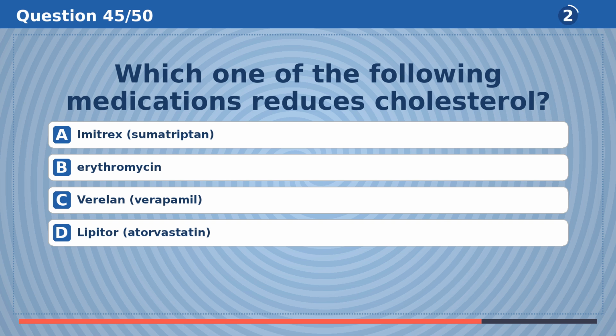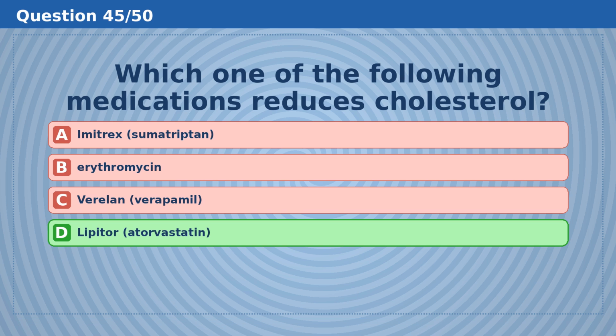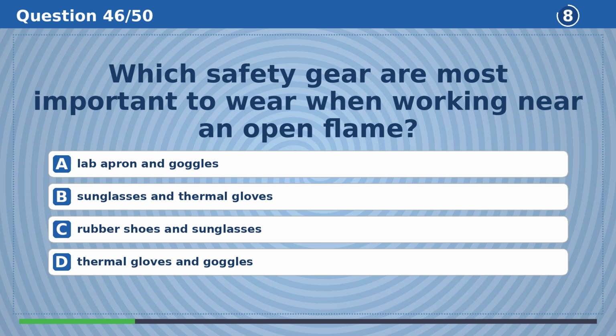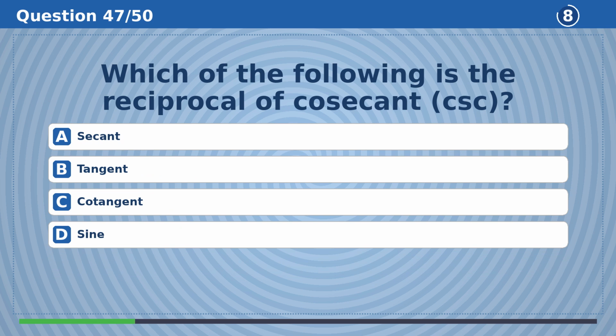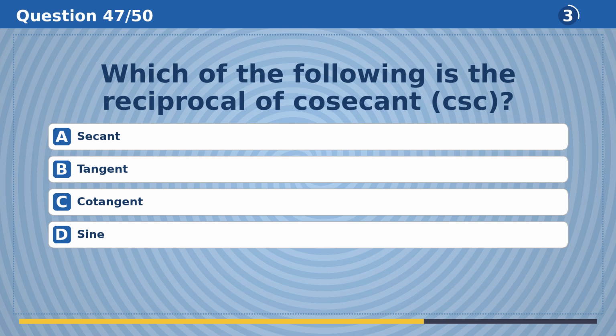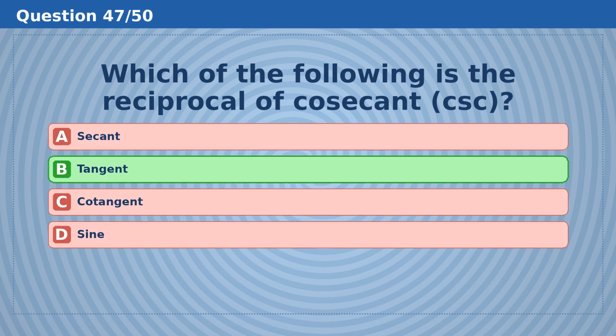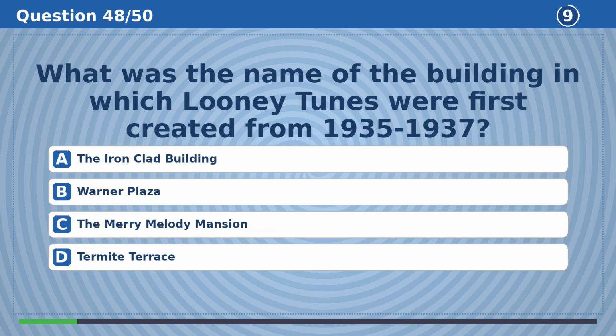Which one of the following medications reduces cholesterol? The answer is D. Lipitor atorvastatin. Which safety gear are most important to wear when working near an open flame? The answer is D. Thermal gloves and goggles. Which of the following is the reciprocal of cosecant CSC? The answer is B. Tangent.